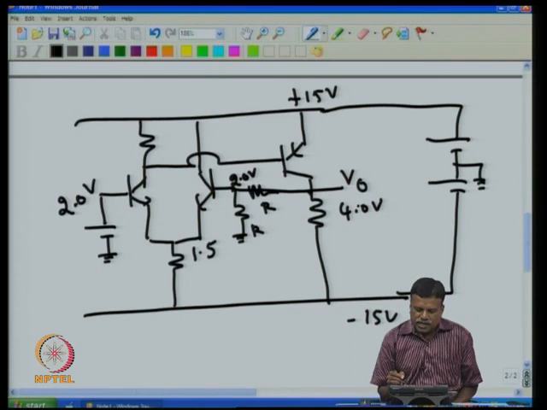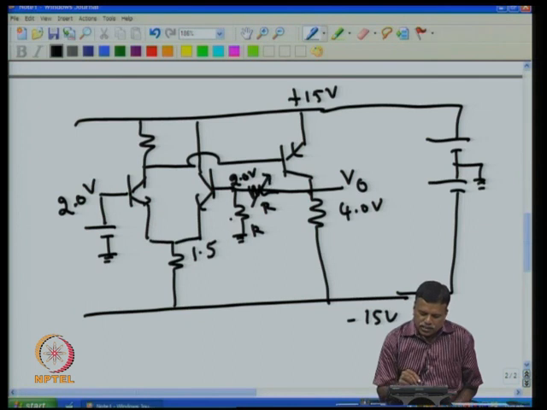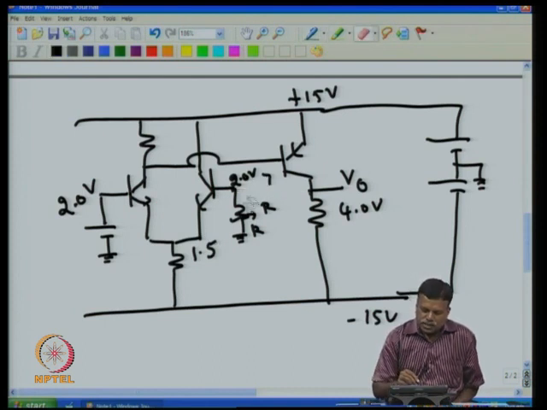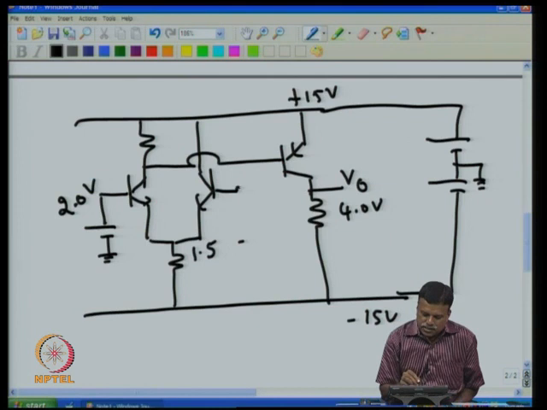If you want different gain, all that I need to do is change the resistance here or here. If they fix this ratio different, then I will get different gain. For example, if I want gain 10, all that I should do is remove this and put 9k and 1k. I put here 9k, then here 1k I put.